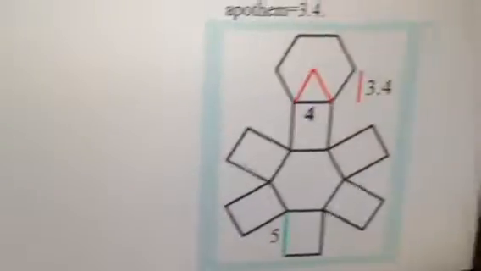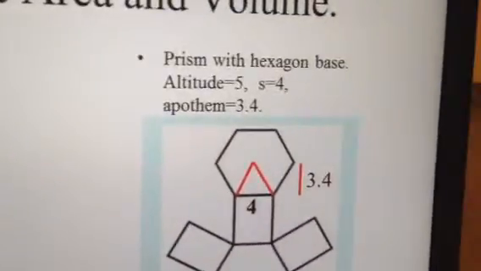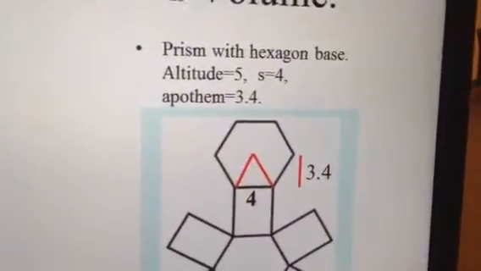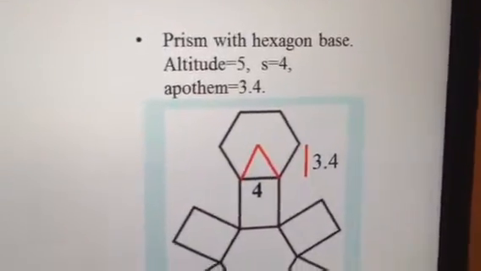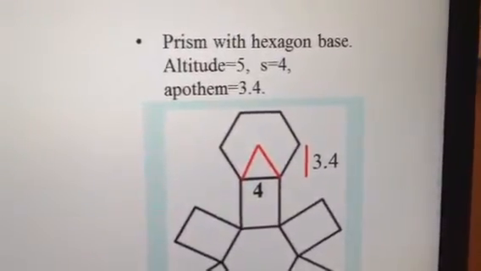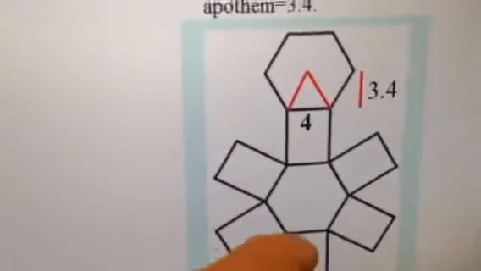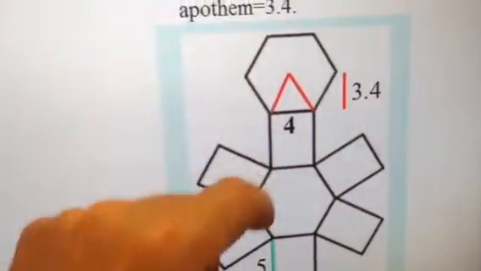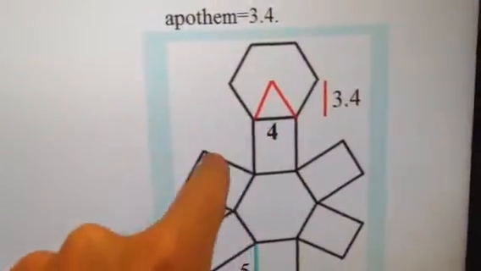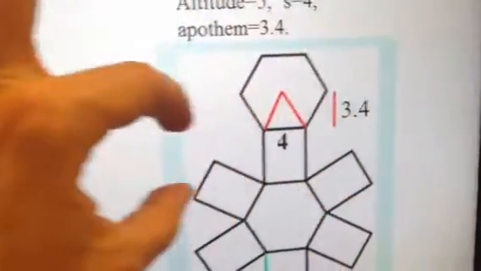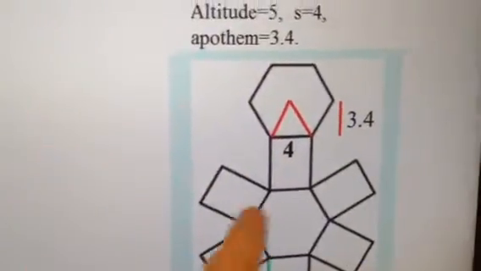Okay, the other one, I got a hexagon. It's a hexagonal prism, or a prism with a hexagon base. I'm going to tell you the altitude, which is how tall it is. The distance between the bases is going to be 5. This net is a little bit different. If I wanted to, I could rearrange these and they would make one long strip of paper instead of 6 little strips of paper.